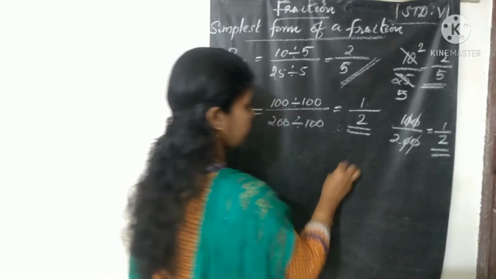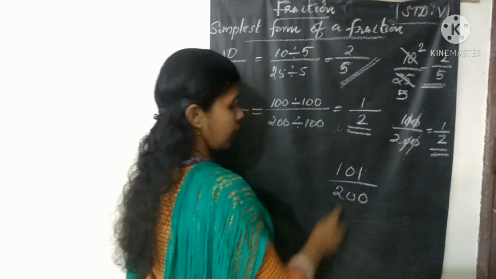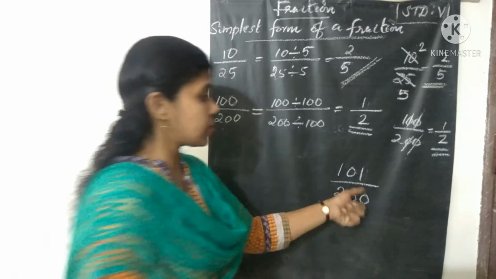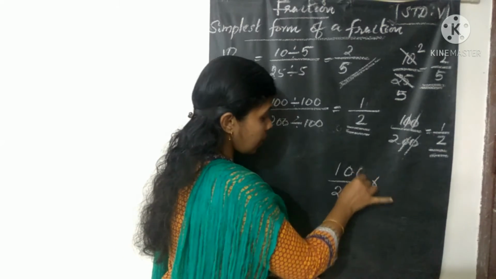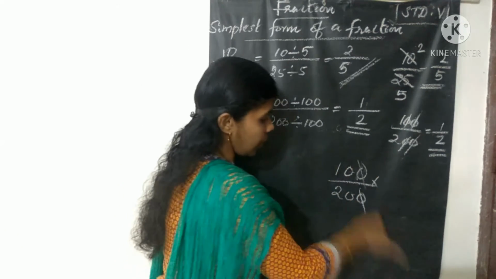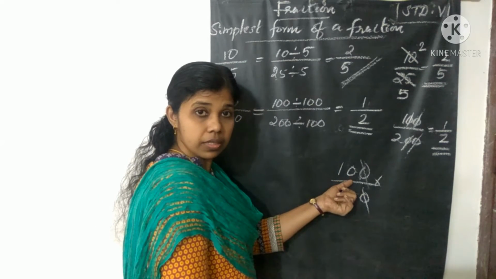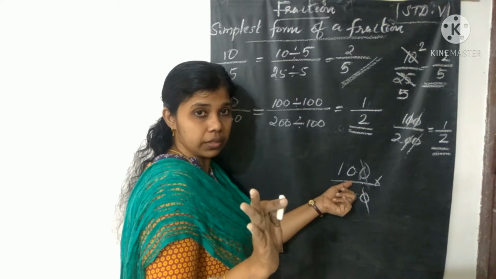Another question. 101 divided by 200. Here this 0 and this 0 cancel? No, that is wrong. Here only when the 0 comes last do we cancel. If the 0 is in between places, then that cancellation does not happen.